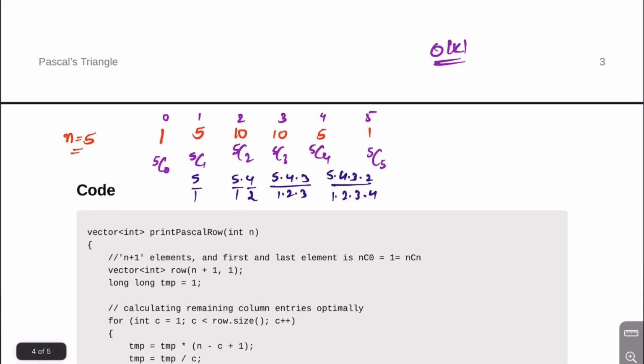But otherwise, we found a simple observation: we can accumulate values. It was 5 into 5 by 1, then it was multiplied by 4 by 2, then multiplied by 3 by 3, so on and so forth. Basically, it extended upon the idea of how we calculate n choose k.